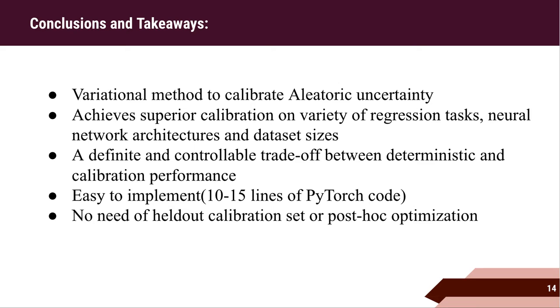In conclusion, we propose a variational method to calibrate aleatoric uncertainty. We yield state-of-the-art results across a variety of tasks. We perform analysis of the accuracy versus calibration trade-off. We show that FCAL can be easily implemented in 10 to 15 lines of code and can yield state-of-the-art calibration results without the need for post-hoc optimization or a held-out calibration dataset.